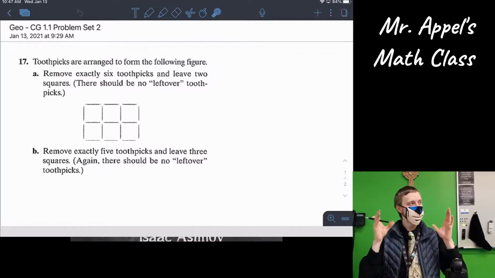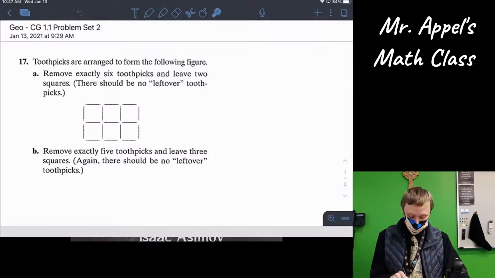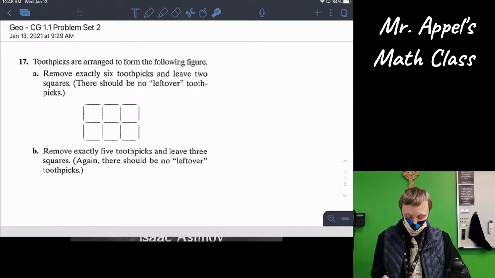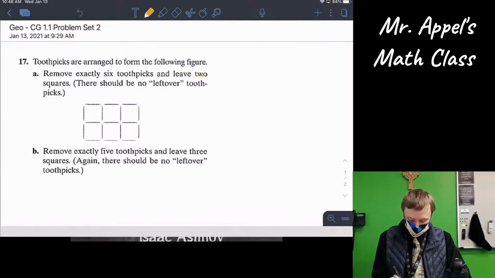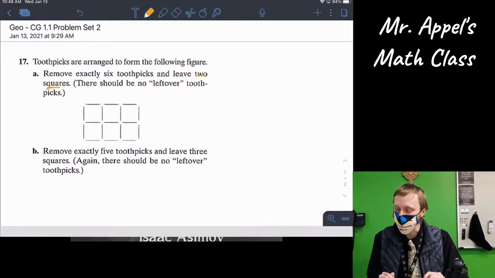Here's the pattern. Okay, this is the classic type of toothpick question. How can I rearrange them to make a new shape? Remove exactly 6 toothpicks and leave 2 squares. How many squares are on here right now? If you say 6, you are wrong. I will let that be the hint to you. Think back to our prior question where we had counting squares. Okay? Size is important here.